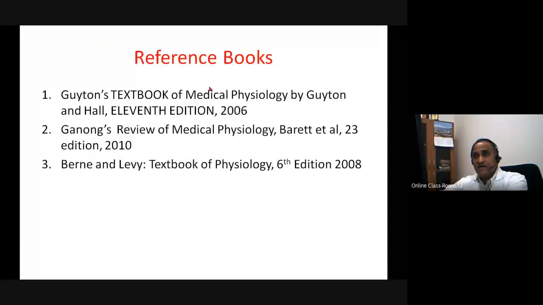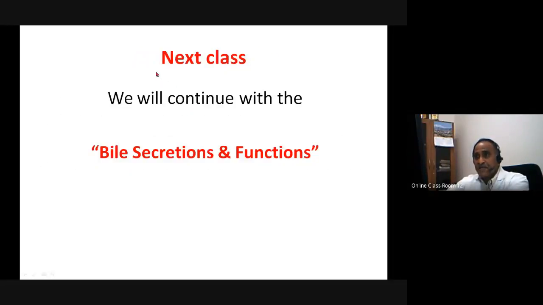These are the textbooks I referred to, Guyton, Ganong's textbook, and Berne and Levy. In the next class, on Monday, we will talk about bile secretion and bile functions. In the next class, I will continue with bile secretion and bile functions.